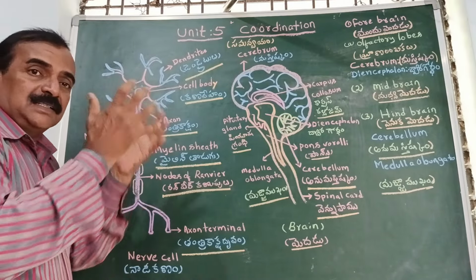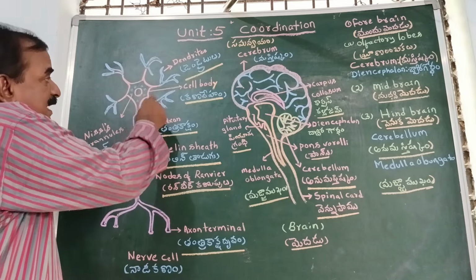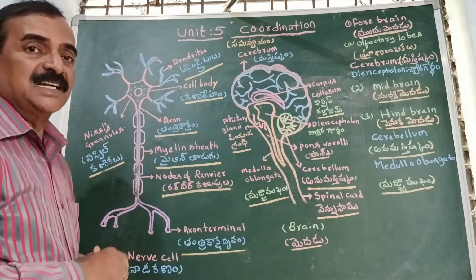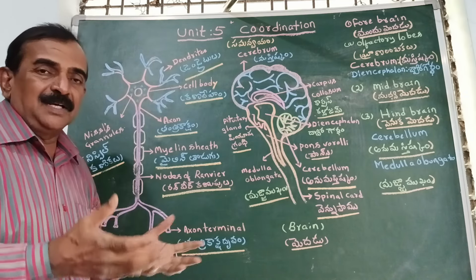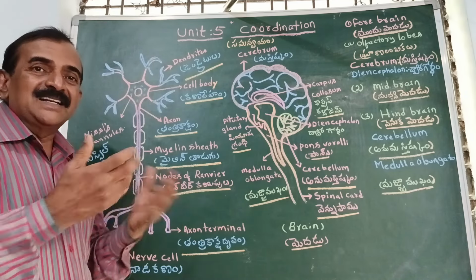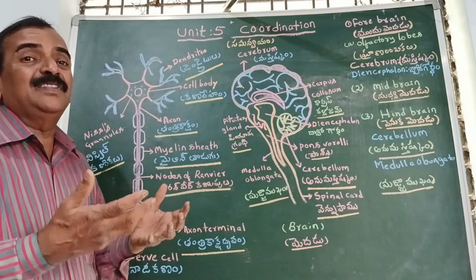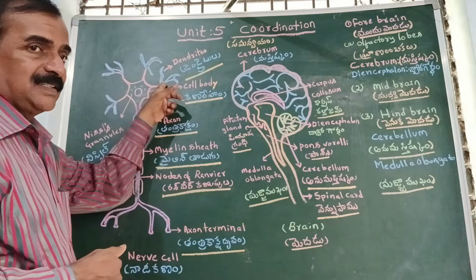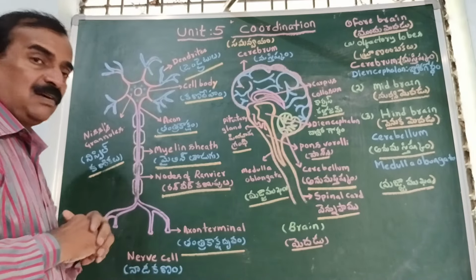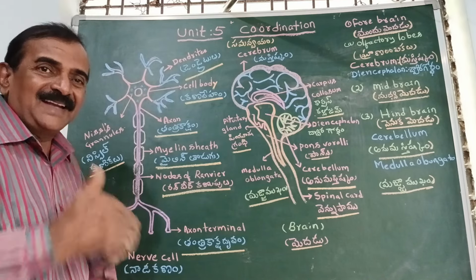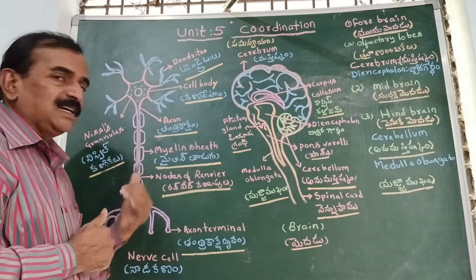The cell body gives rise to some fine projections, and these short projections are called dendrites. On either side of the cell body, we can observe dendrites, and they look like a tree with branches. We can also see a long projection, connected to different parts of our body, and this is called the axon.